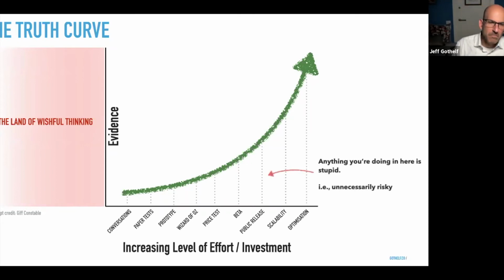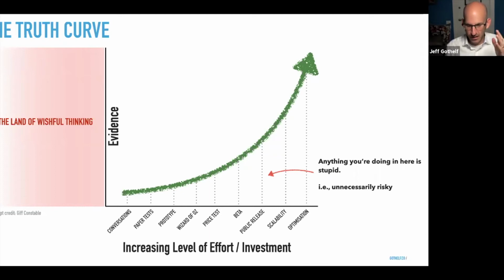Now, look, most of the companies that I work with spend a lot of time below this green curve. And I use the word stupid in here, but stupid really means unnecessarily risky, right? Because you do not have the evidence to justify the investment in these ideas, right? And remember, the more you invest, the more difficult it is to change course. So if you collect evidence that says, oh crap, this is a bad idea, it's not going to work, but you just built some software, the organization is going to hesitate at throwing that code away, right?